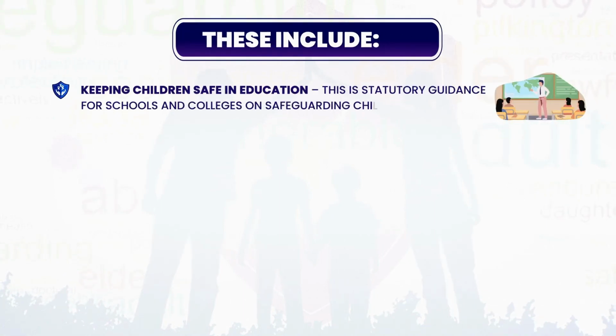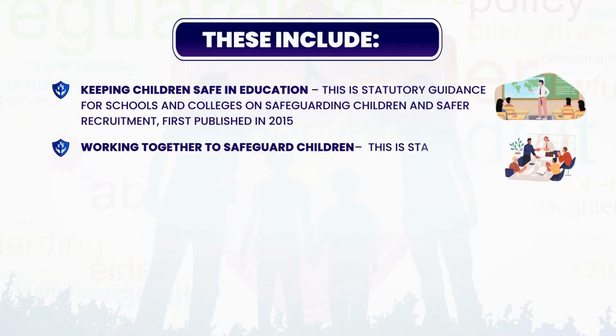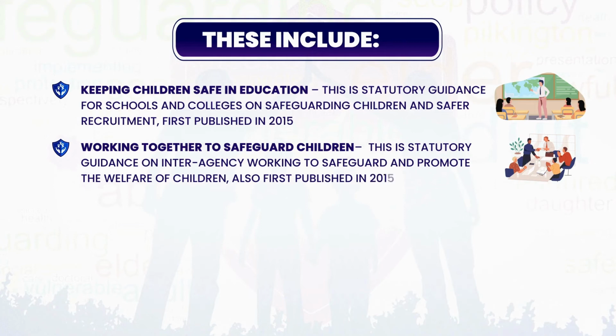This is statutory guidance for schools and colleges on safeguarding children and safer recruitment, first published in 2015. Working together to safeguard children. This is statutory guidance on interagency working to safeguard and promote the welfare of children, also first published in 2015.